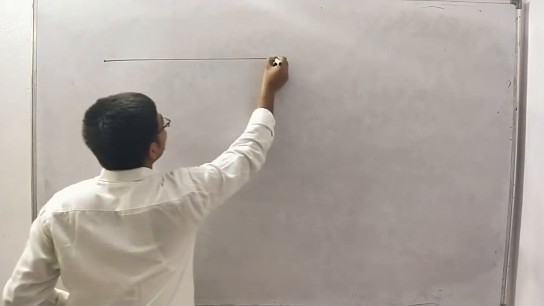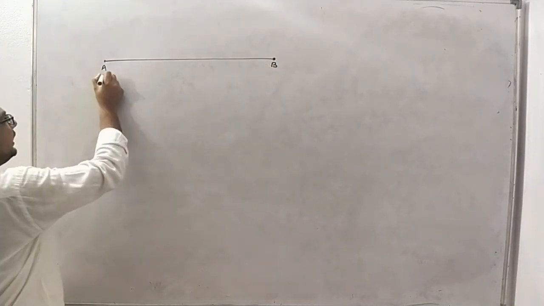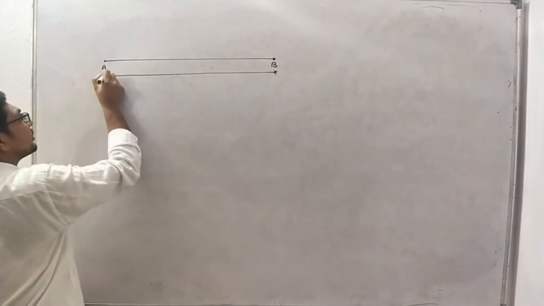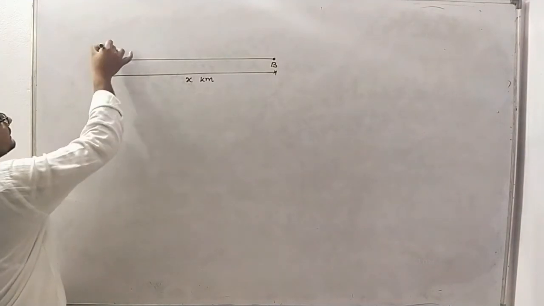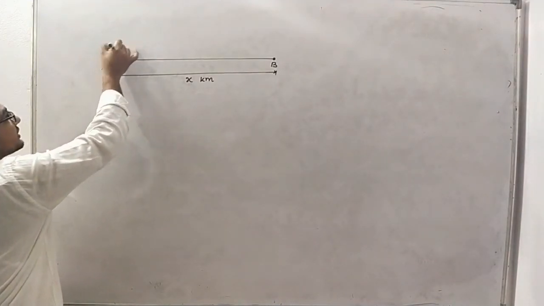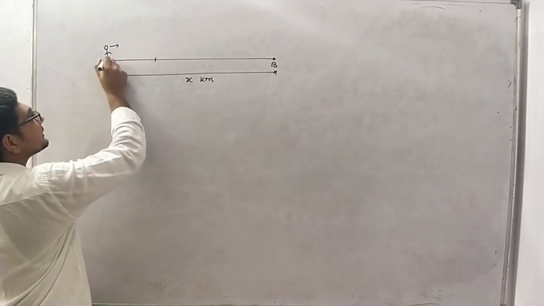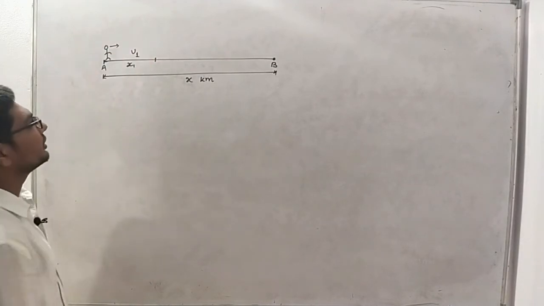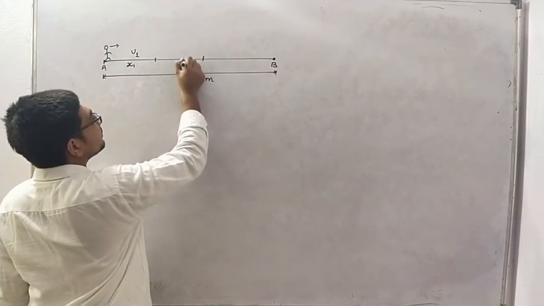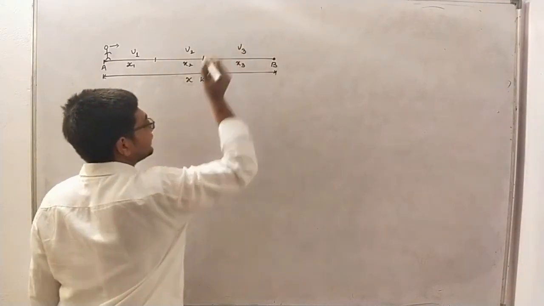So suppose the distance between point A and point B is x kilometers. There is a person who is running here and he travels a certain distance x1 with a speed of v1, distance x2 with a speed of v2, and distance x3 with a speed of v3.